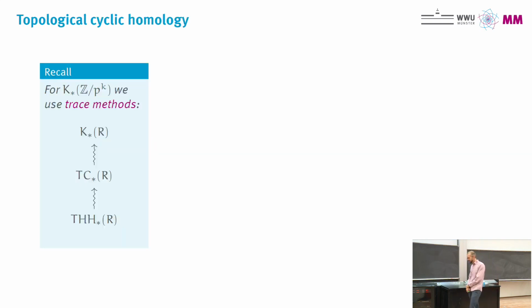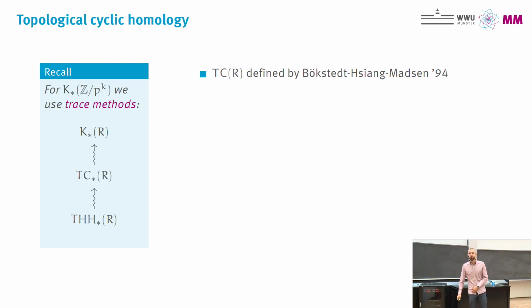Now let's get back to our first motivation, to close the bracket and see how we now use this to compute K-theory. Remember, we wanted to climb that ladder in the case of Z mod p to K. We want to start with topological Hochschild homology and compute K-theory. So now we have to understand how to climb up here. The first thing is there's an intermediate layer in the game, which we haven't talked about, topological cyclic homology. It was defined by Bökstedt, Hsiang, Madsen, and I'm not going to say anything about how they defined it.